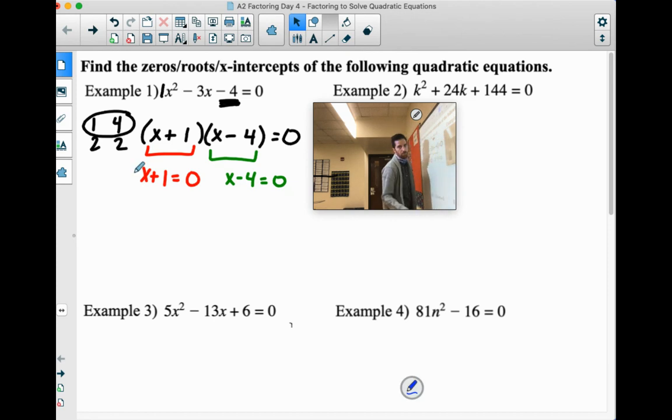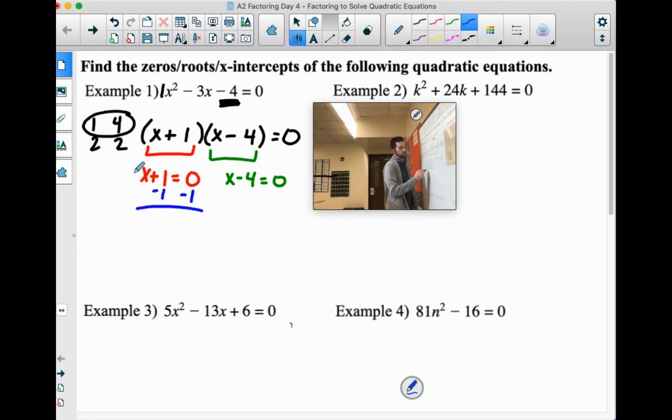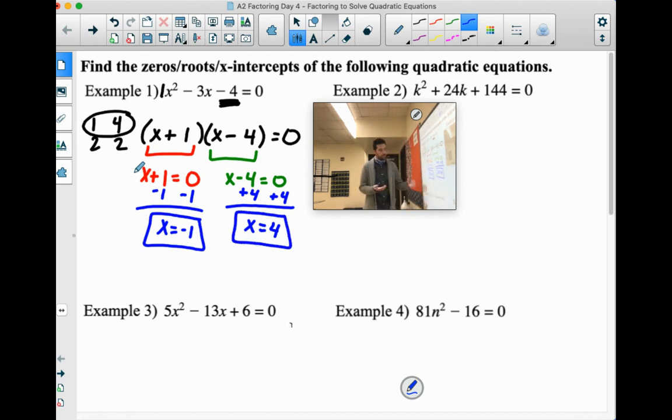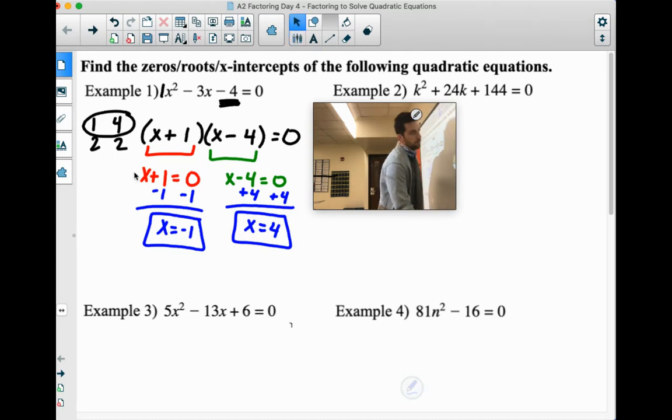So we just solve both of these equations. How do you solve x plus 1? You subtract 1 from both sides. So x equals -1. Or, on this right one, we get rid of -4 by adding 4. So x could equal +4. There's our two answers. If you substitute either of those into the original equation, they both work out. So it's fine to have two answers. Sometimes you might just have one answer. Sometimes you might get no solutions. But that's what we're practicing today.